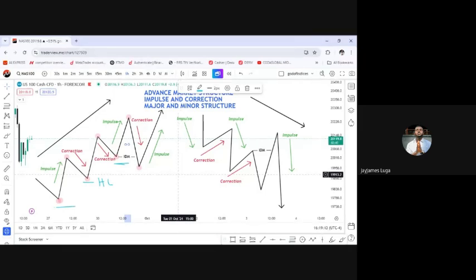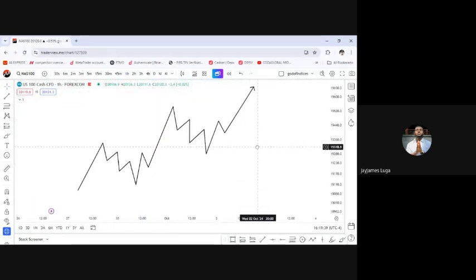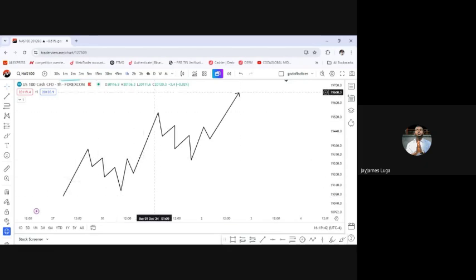Yes, sir. Okay, so now if that is understood, I'll move to the next thing. We know that this is impulse and correction. I explained time frame, right? Let's look at the next concept before we go into a live example, which is the major and the minor structure. Let's imagine a bullish movement. The black line is the major structure, right?